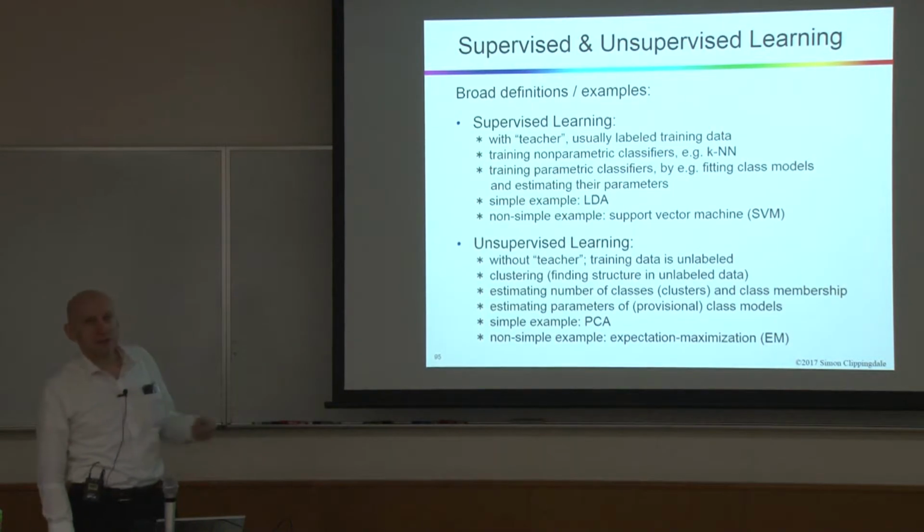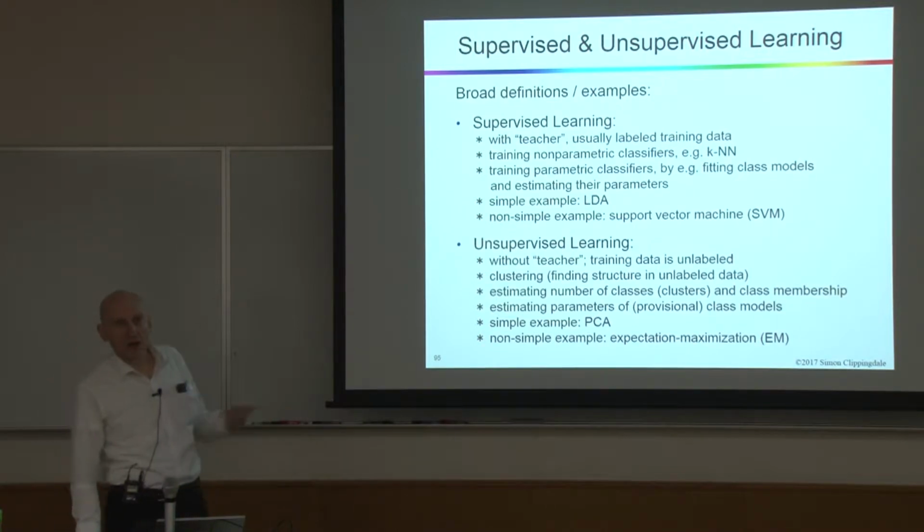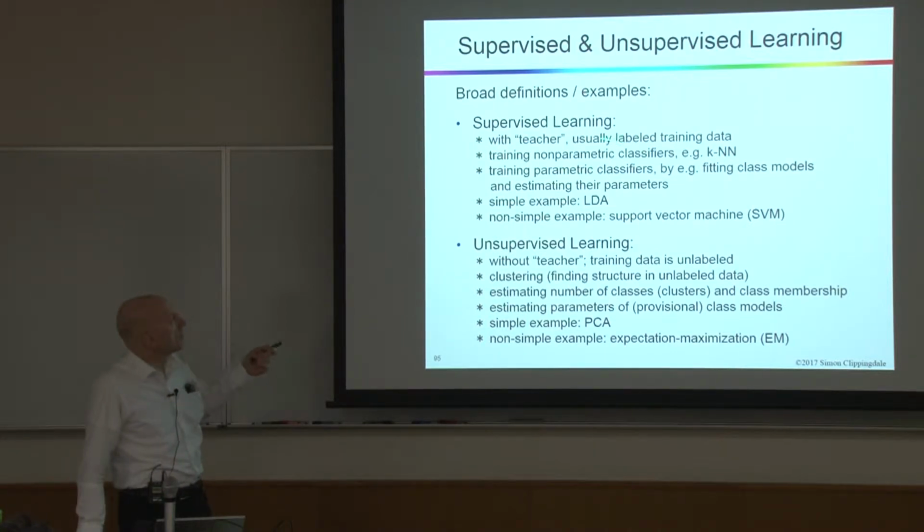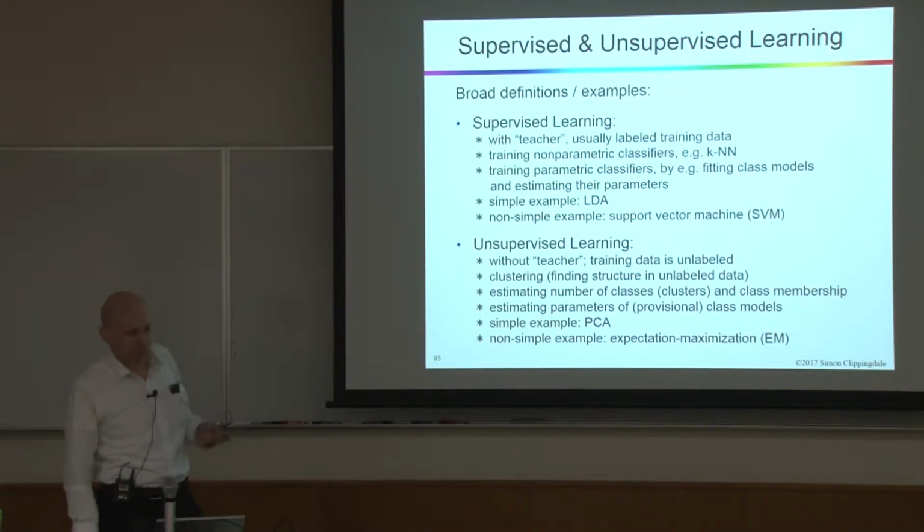There are, broadly speaking, two types of machine learning, supervised and unsupervised. Supervised learning means that the training data is labeled with the correct answer, so which class each training vector belongs to or whatever. So you might be training non-parametric or parametric classifiers. A simple example is LDA that we covered last week. A non-simple example, which we'll get onto a bit later, is the thing called the support vector machine, which is the kind of archetypal supervised classifier.